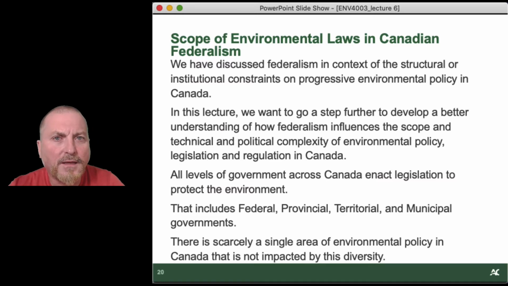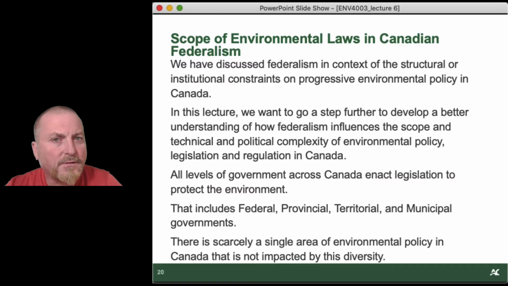But the biggest one that we see a lot in the press and so on with making environmental policy is, of course, the scope of environmental laws in the Canadian Federation, in Canadian federalism, right? And we have discussed federalism in the context of structural and institutional constraints earlier on, right? But we want to step further to develop a better understanding of how federalism influences the scope and technical and political complexity of environmental policy, legislation, and regulation in Canada.